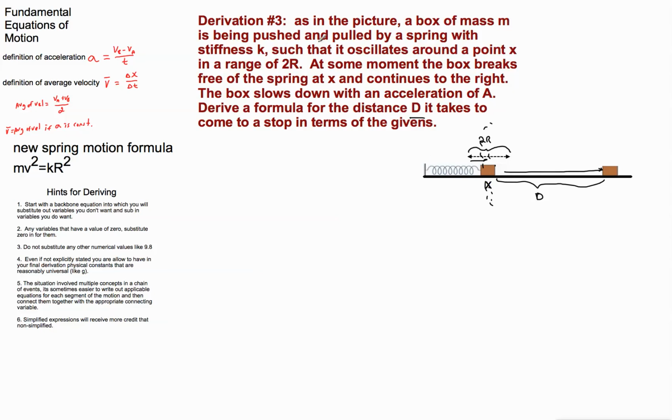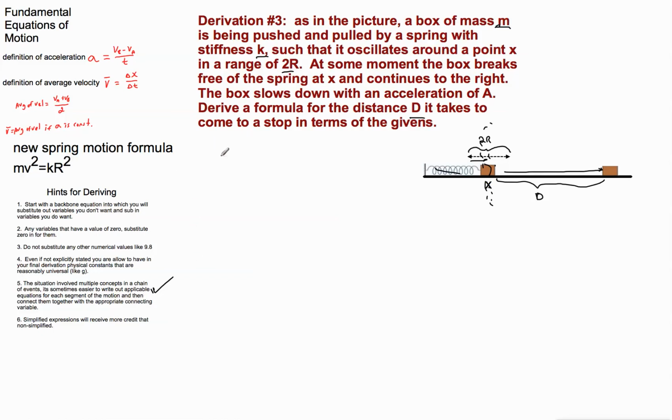And what we're given, if we read the problem, is that a box of mass m is being pushed and pulled by a spring with a stiffness of k, such that it oscillates around a point x in a range of 2r. In other words, it goes back and forth about that distance 2r there. Now I'm going to introduce a new formula. You don't need to know this formula, but I'm just going to use it as an illustration of a situation that has one event and then another event, sort of a chain of events. Because one of my hints here is sometimes it's easier to write out applicable equations for each segment and then connect them together. And I want to be able to show you that.